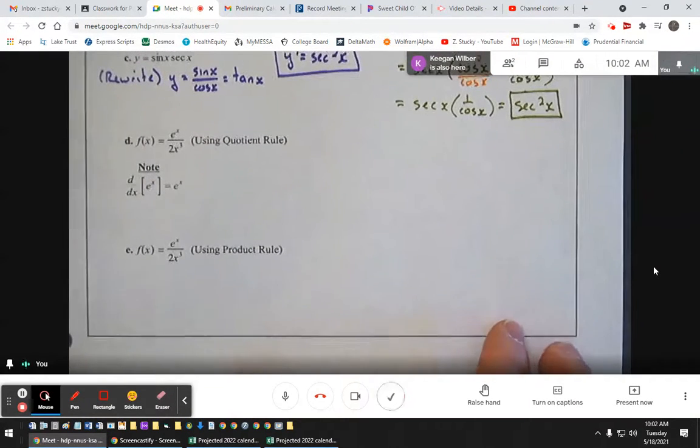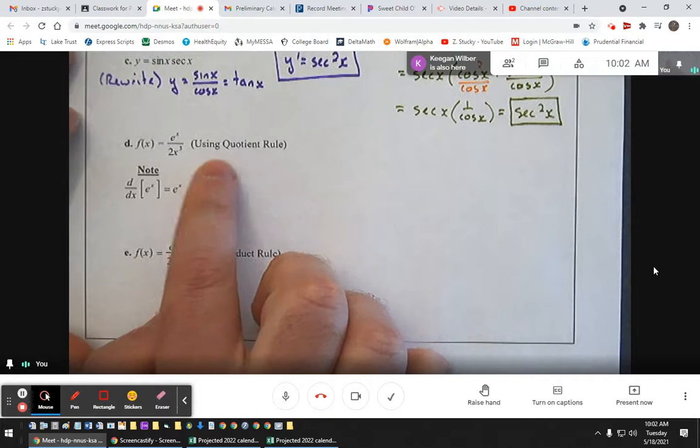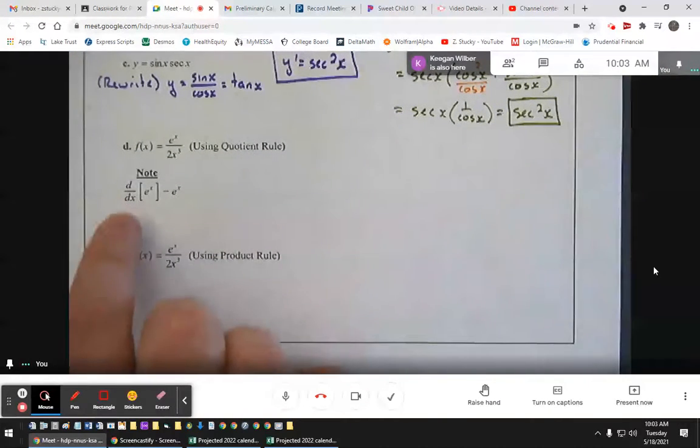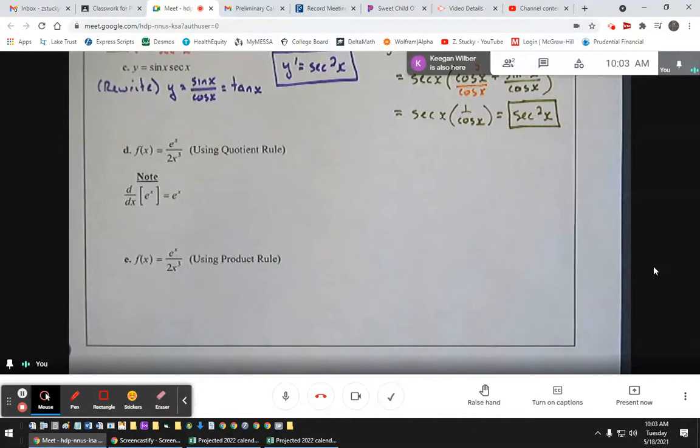All right, the last two examples on the front here, I want to talk about just proving to you that you can get the derivative to look very different in two cases, depending on which rule you want to use. So I want to do this one using the quotient rule. And here's my little note. The derivative of e to the x is e to the x. Do you guys remember what kills e to the x? Not just log, but natural log.